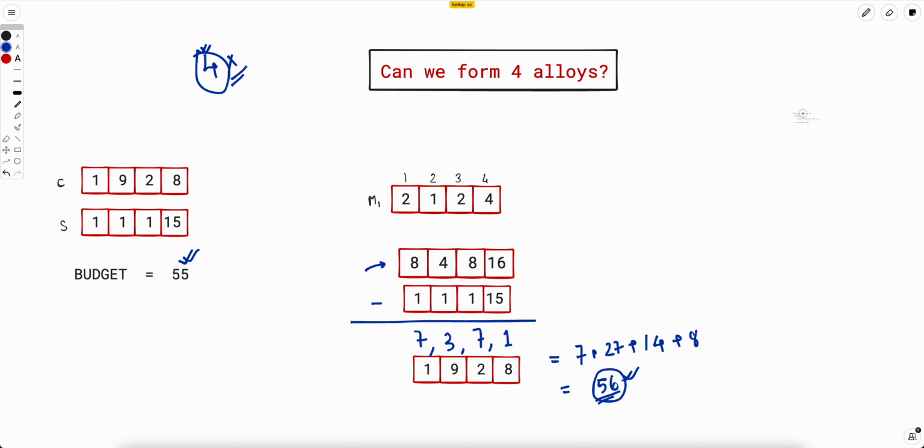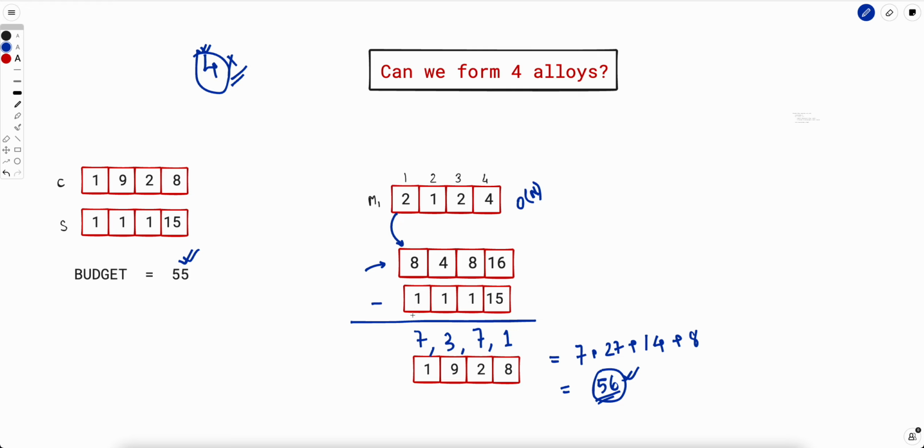So what will be the time complexity of this entire approach? So what we are doing, we are first figuring out how many metals are required. So this is simply order k. This is order n. N is the number of metals. So this is simply order n operation.